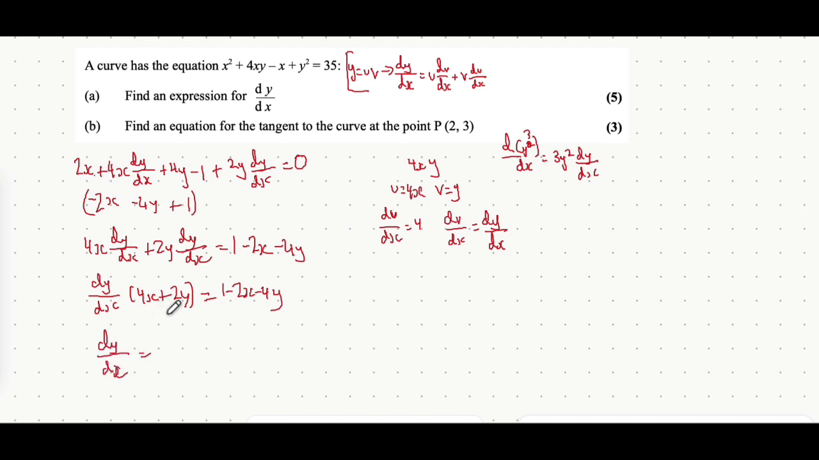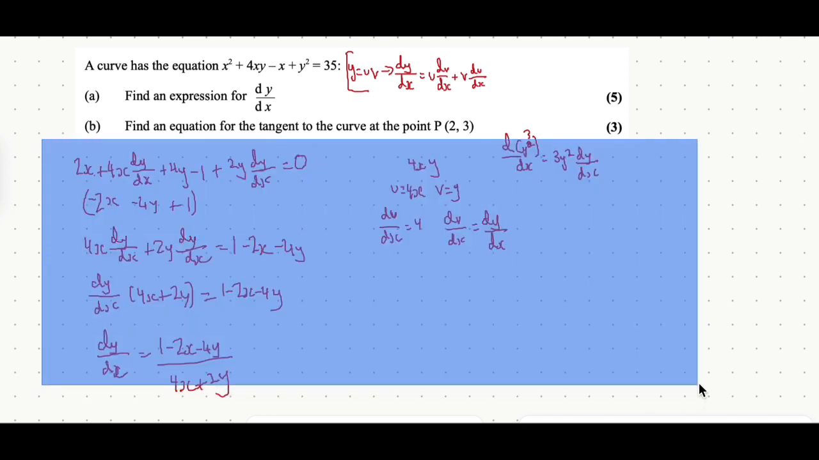So you divide both sides by this bracket on the left-hand side. That will be 1 minus 2x minus 4y, everything that was already on the right-hand side, divided by 4x plus 2y. And that's what gives you dy/dx for this curve. And that's the answer to this whole question, part A of this question, guys.